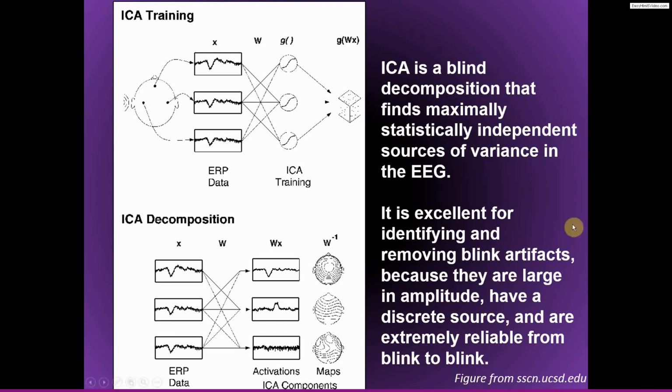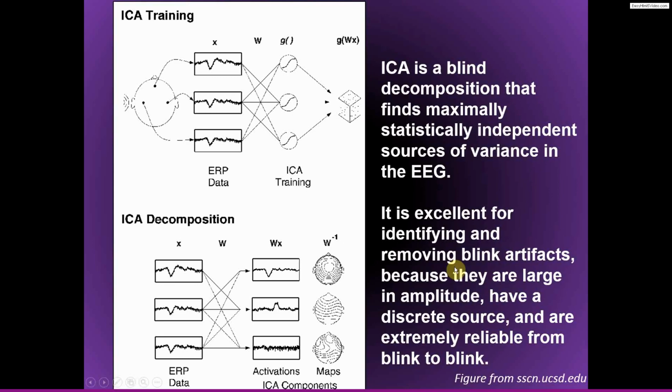And the idea is that it finds statistically independent sources of variance in the EEG data. In this video, I'm not going to go through any math or anything like that, just talk about it more conceptually. ICA is very good for identifying artifacts due to independent sources. And one of the main ones that people use it for is blink artifacts, to subtract the blink and other eye movement related artifacts from the data.